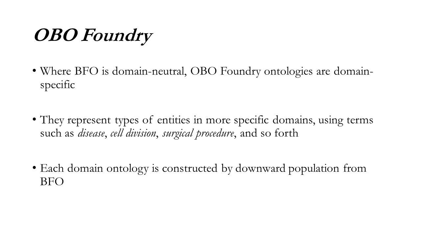OBO Foundry ontologies are domain specific. They represent entities of things that you would more commonly talk about in your life if you're a researcher, like disease or cell division or surgical procedure. And these more specific ontologies are constructed by downward population from BFO. So you start with BFO, and then you make more specific terms based on the terms that BFO starts with. Whatever OBO Foundry ontology you're going to build, everything is either going to be an occurrent or a continuant. Generally speaking, that is where you would begin.